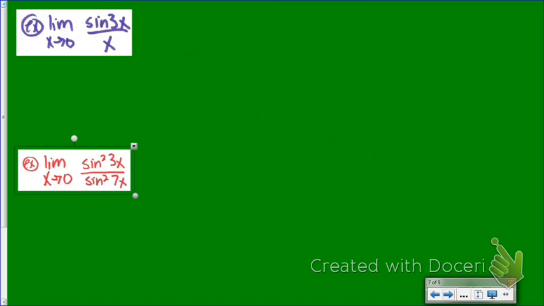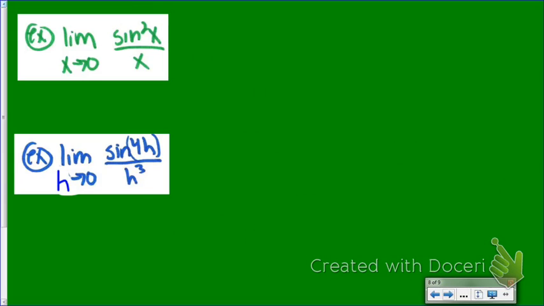All right, so we're going to do two more that use those same kind of strategies. So next one, I want to look at the limit as x approaches 0 of sine squared x over x. Again, if I plug in 0 for x at the very start, I'm going to get 0 over 0. So there's something I'm going to need to do to change this equation. So again, I want to try to make it resemble one of my trig functions.